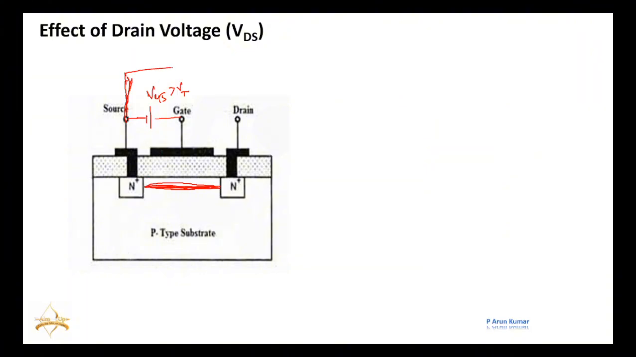Now I'm giving these connections here. It is negative. Here it is positive. Here it is negative, and it is positive. This one we are giving as VDS. Now, if you see here, keeping VGS constant, I'm slowly increasing this VDS.